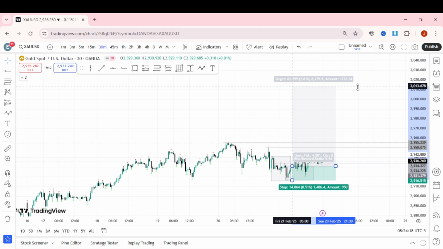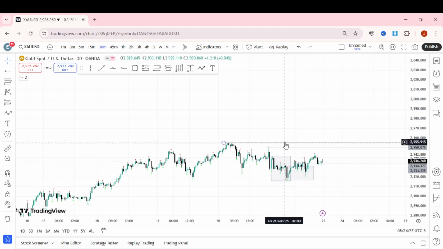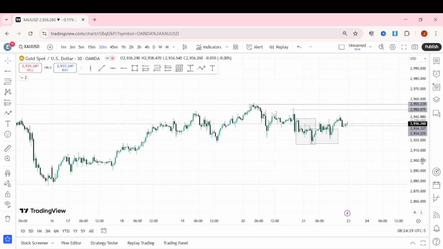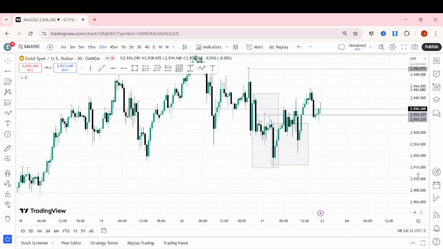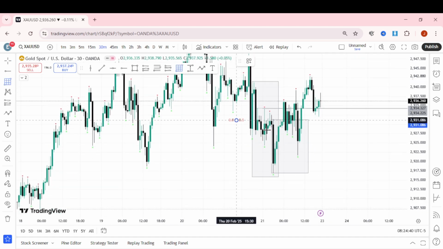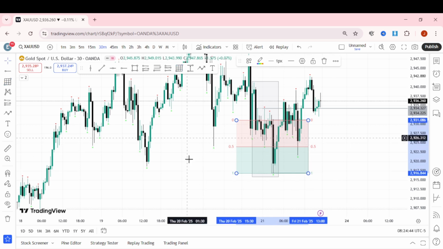So just to get about a 1 to 5 risk to reward ratio, price has to go even beyond 3,000. That's crazy. The thing I always do, if I see a very big order block in the market, is divide that order block. So this is what I did. I always divide that order block by 50%.